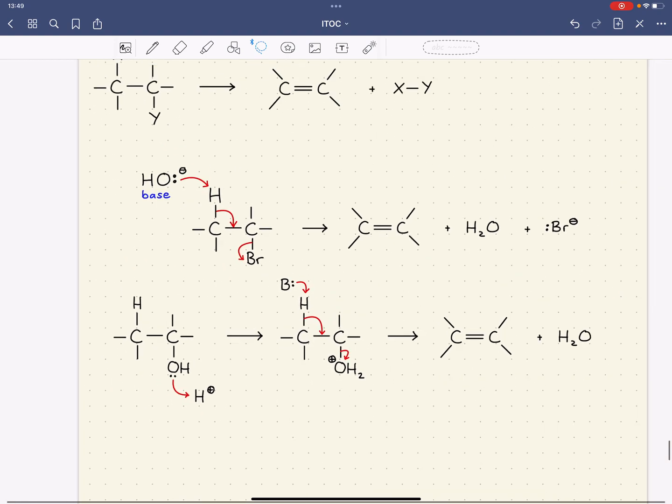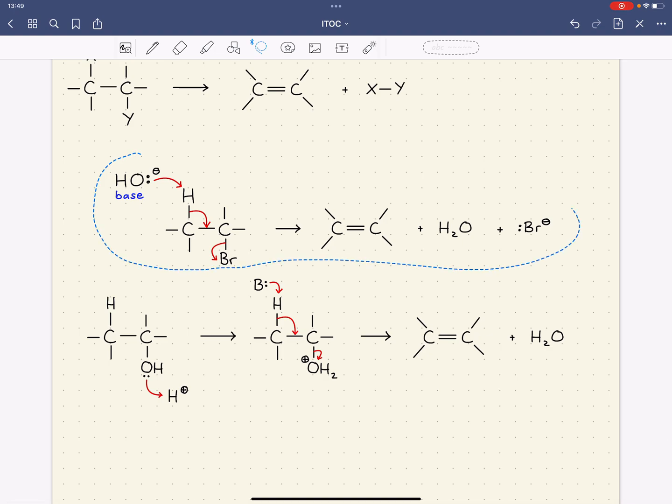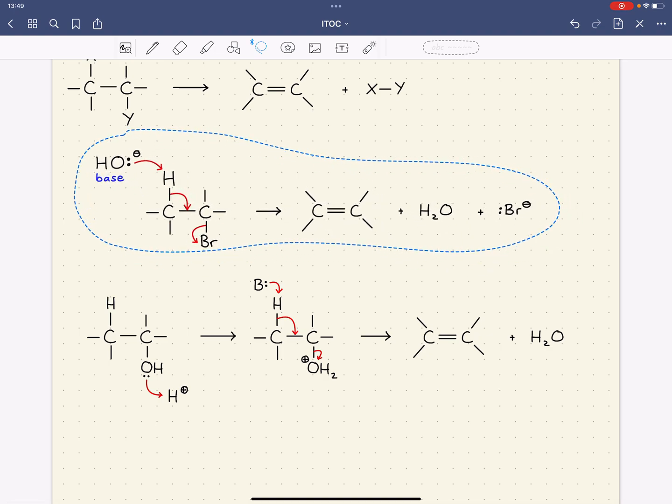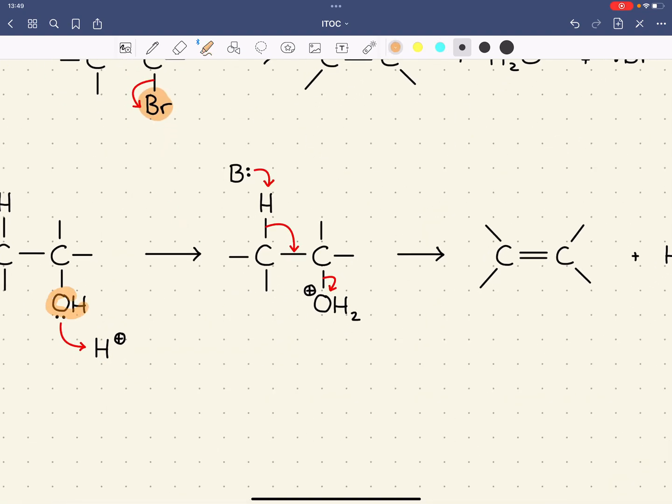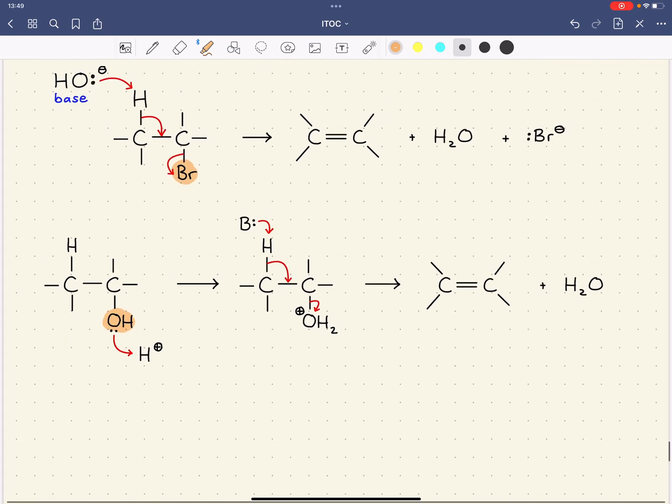So that's why the mechanism is slightly different. It's because the bromine is happy to leave as a bromide ion. That is a good leaving group. So what we've got here is a good leaving group. But this OH is not a good leaving group, so we need to convert it into a good leaving group by protonating it. And now this water is a good leaving group.